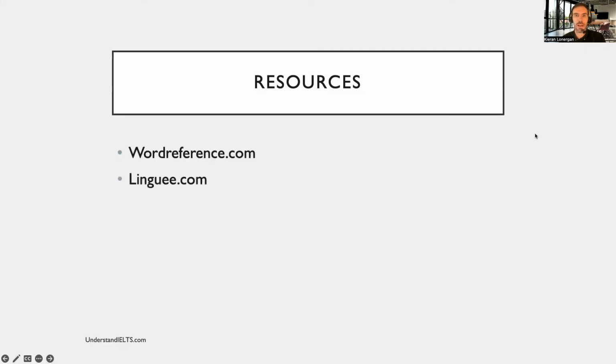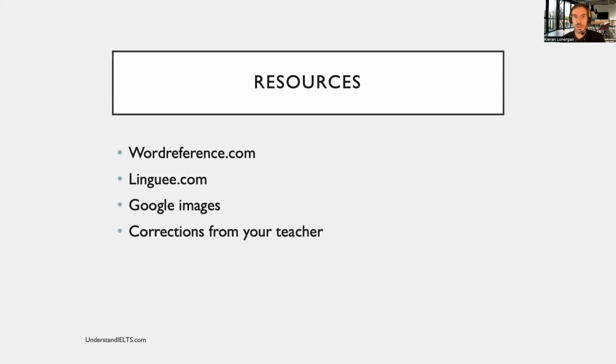Another very useful website for helping you to understand the meaning of sentences is linguee.com. If you go to that website and you type in a word, it will show you sentences in English and in your native language. So that will help you get a feel for how certain words and phrases are used in English. Google Images, obviously, to make your flashcards, as well as corrections from your teacher.